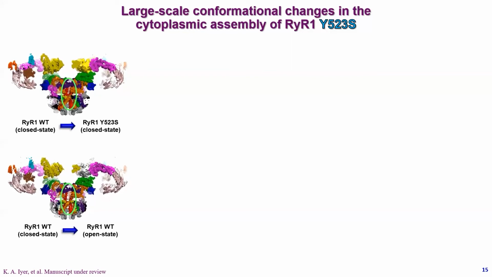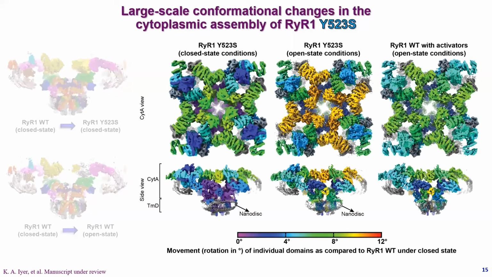In order to numerically quantify the large scale movement that we observed, we generated rotation and translational values for each individual domain of the RyR and generated a heat map, which we then projected onto the Cryo-EM maps. You can see that for the mutant channel under closed state condition, the vast majority of the domains of the cytoplasmic assembly have already undergone relocations that are comparable to wild type channel opening.